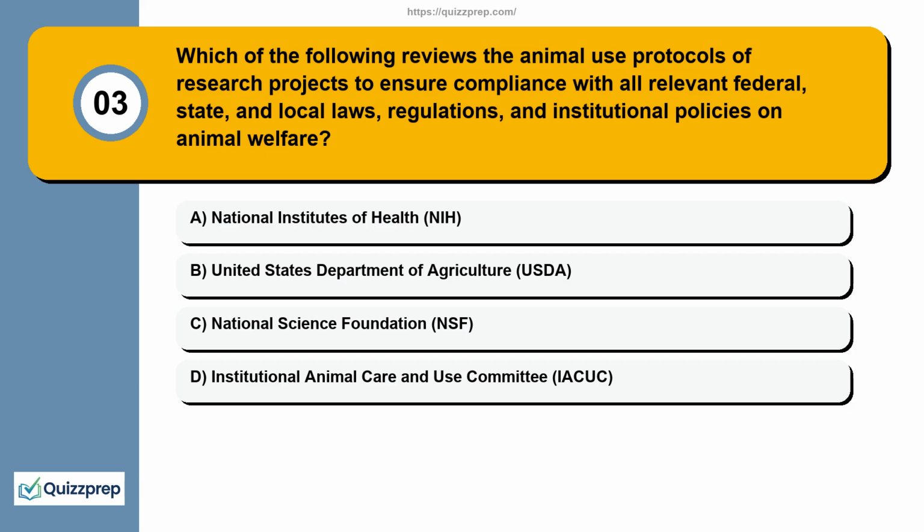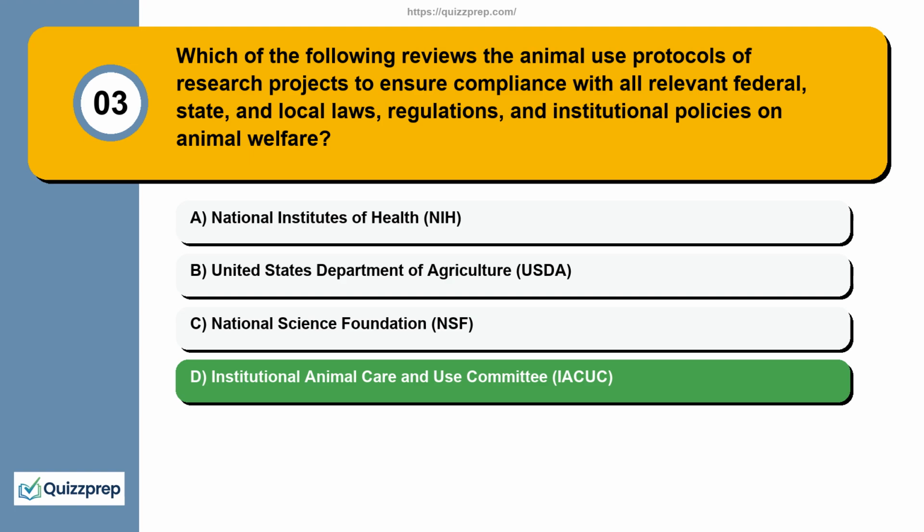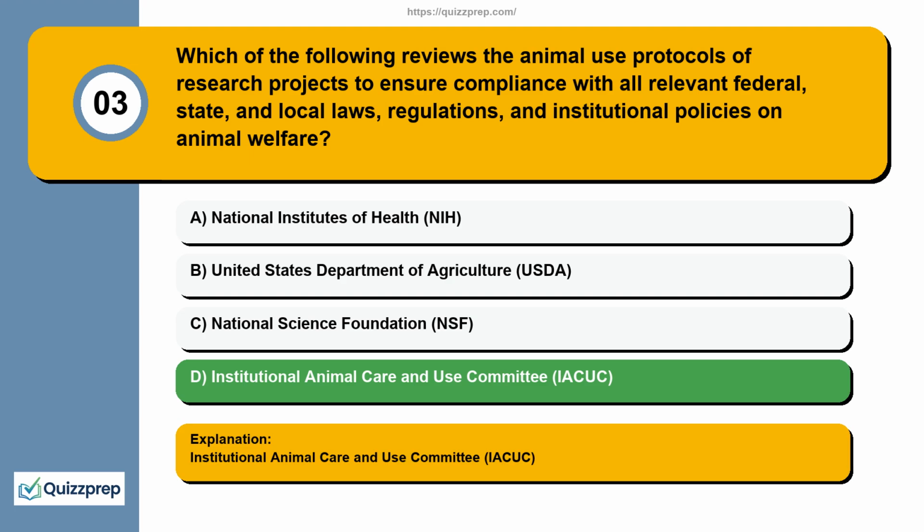Question 3. Which of the following reviews the animal use protocols of research projects to ensure compliance with all relevant federal, state, and local laws, regulations, and institutional policies on animal welfare? Option A. National Institutes of Health, NIH. Option B. United States Department of Agriculture, USDA. Option C. National Science Foundation, NSF. Option D. Institutional Animal Care and Use Committee, IACUC. The correct answer is option D. Institutional Animal Care and Use Committee, IACUC.